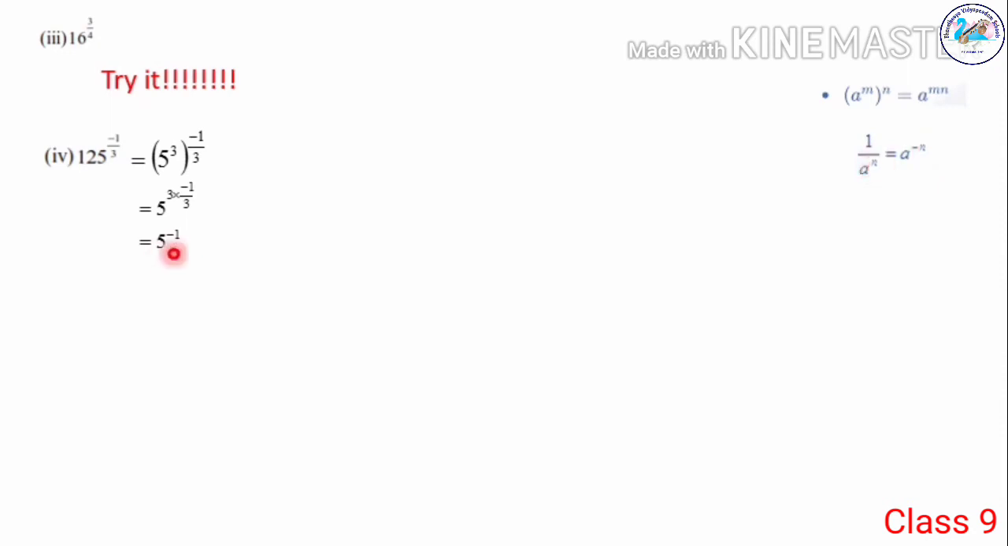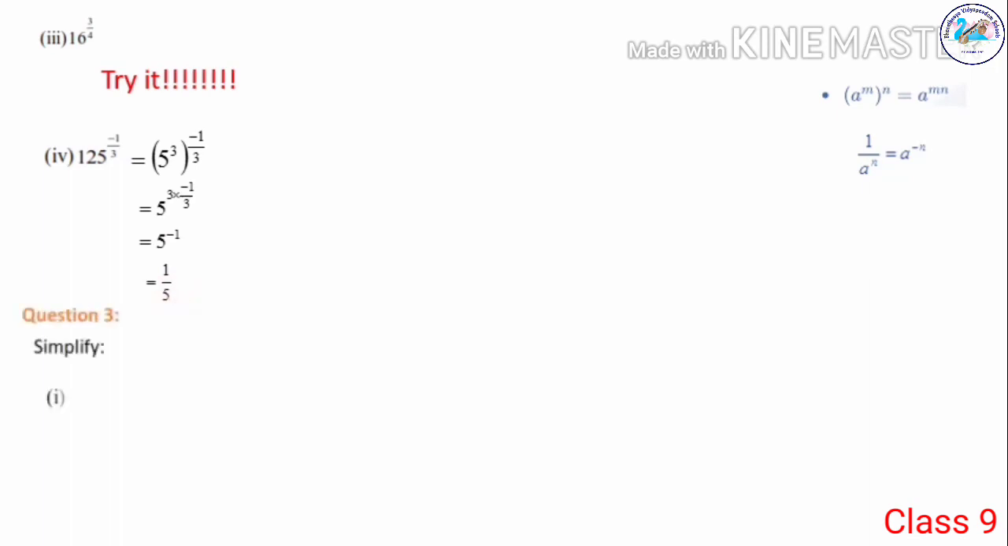So here this is in the form a power minus n. So this one we can write as 1 divided by 5 power 1. Minus 1 becomes plus 1. So 1 divided by 5 power 1 will come. 5 power 1 is 5. So the final answer is 1 divided by 5.